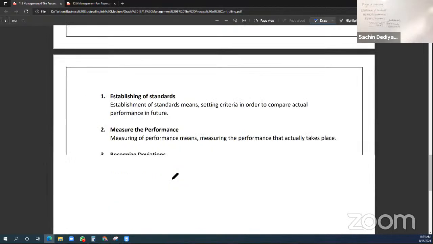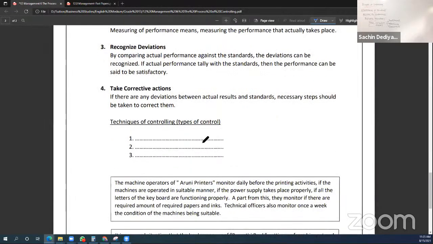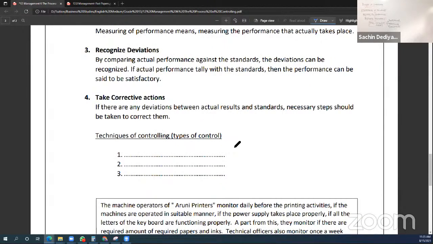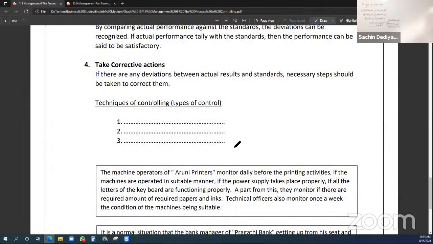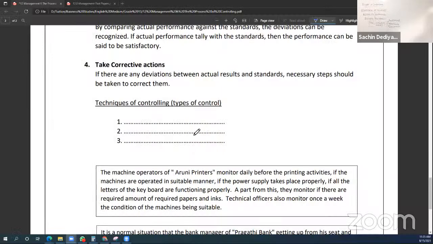The next thing you need to know is the techniques when it comes to control, the controlling set of techniques. In terms of the techniques, as you can see on the board, there are 3 techniques: feed forward control, feedback control, and then the concurrent one. Now, feed forward is something where prior to the thing happening, you try to take an action.